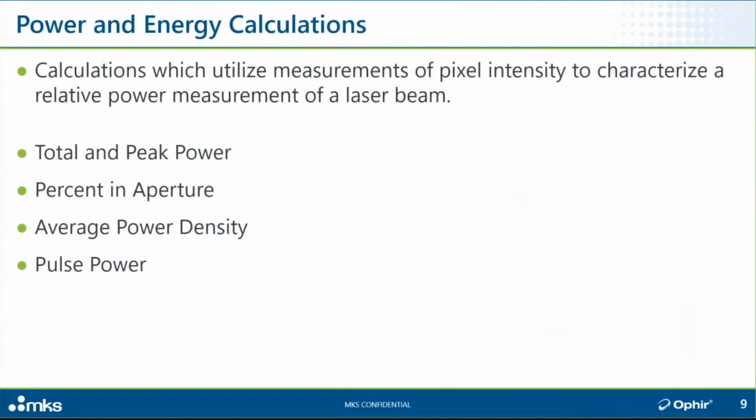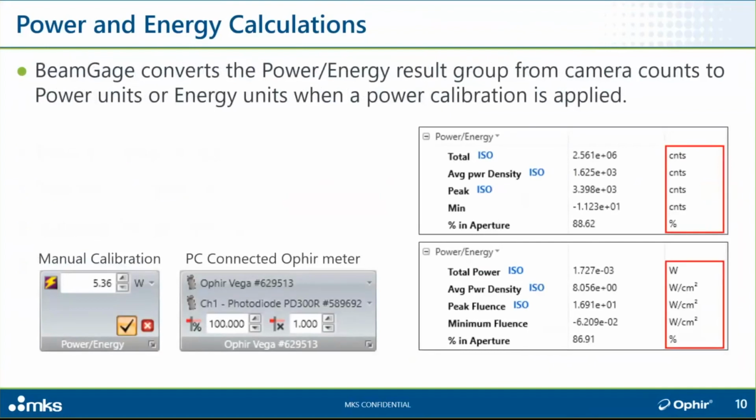So I want to jump right into the calculations. In BeamGage, we have a power and energy result group. These are all calculations which utilize measurements of pixel intensities to characterize relative power measurements of a laser beam. Total or peak power, percent in aperture, average power density, pulse power. These results can be displayed either in camera counts, just a pixel digitization, or you can also apply either a manual or an automatic power calibration from one of the Ophir power meters, and the results will be displayed in the appropriate units.